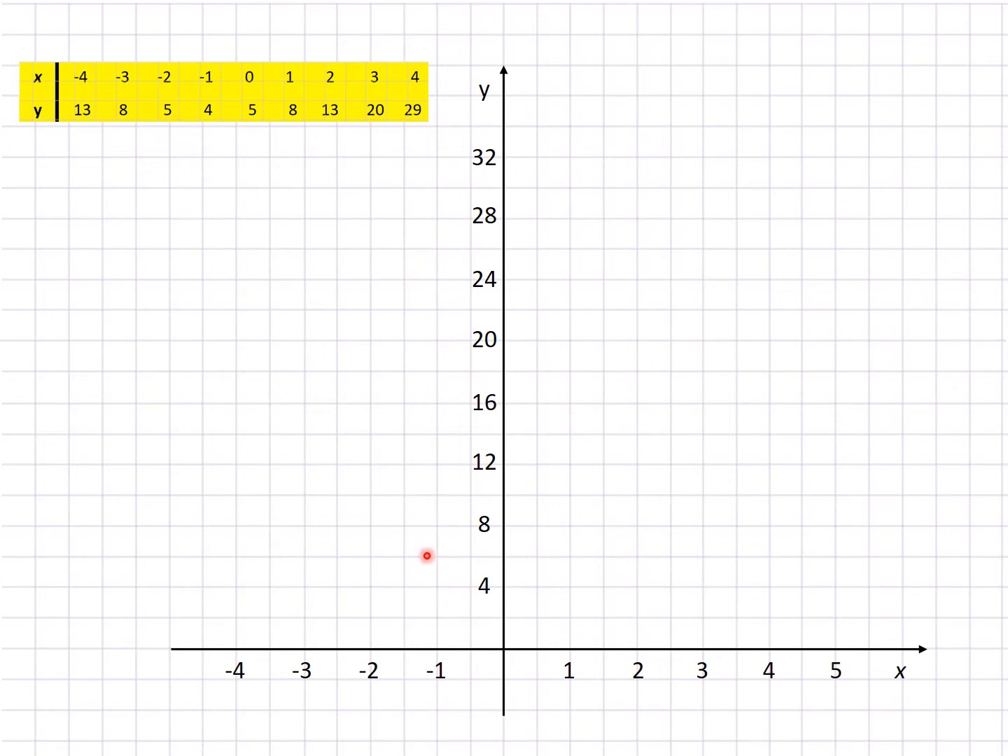So our y-axis going up 2 squares for 4 units, 2 squares for 4 units, 2 squares for 4 units, all the way past 29, so we're up to 32. And on the x-axis, 2 squares per unit from -4 all the way to 4.